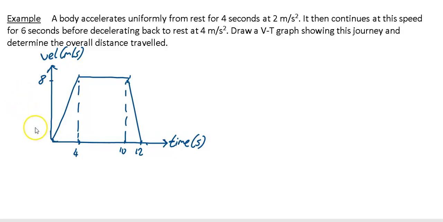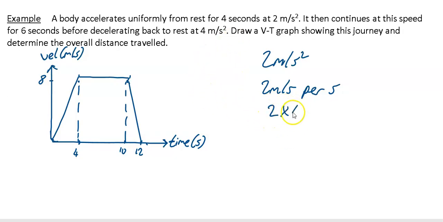Okay, first of all, here's my velocity time graph. So I have accelerated from rest for 4 seconds at 2 meters per second squared. So let's just look at the breakdown of those units. 2 meters per second squared means you're changing your speed at 2 meters per second every second. So that means in each second your velocity is increasing by 2 meters per second. So in 4 seconds, 2 times 4 gives you 8 meters per second. So that's how we've got from 0 up to 8 meters per second in 4 seconds.